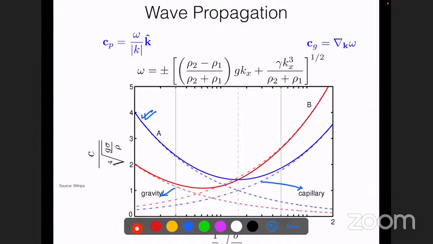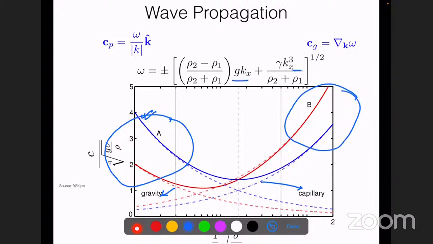If you now look at the small k limit, when you are somewhere here, the problem is gravity dominated. If you look at these two terms, the first term is going to dominate over the second term when kx is small, because kx cubed goes to 0 faster than kx goes to 0. So you have gravity waves dominating when kx is small, which means you have long waves in the system. When you go to large kx, this term is going to significantly exceed the first term. That's when the wavelengths are significantly small, and capillary waves are going to be more dominant over surface gravity waves.